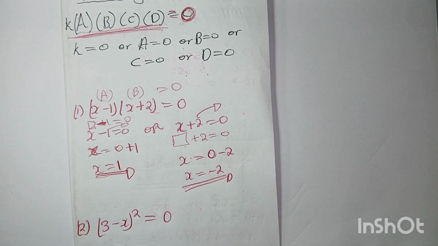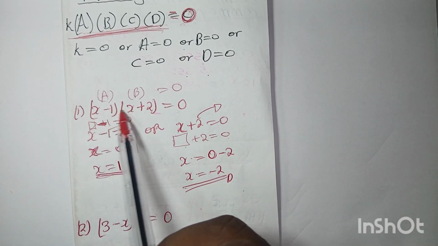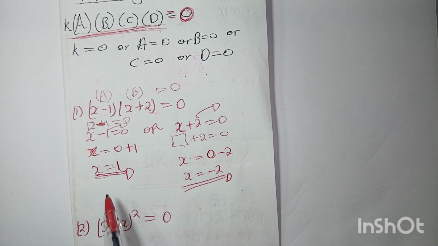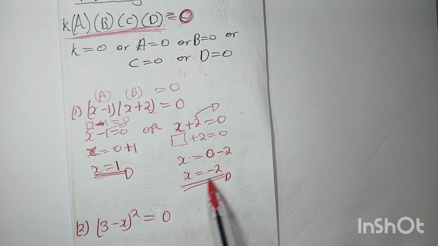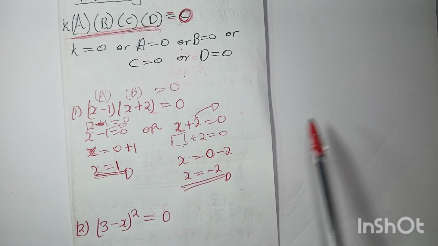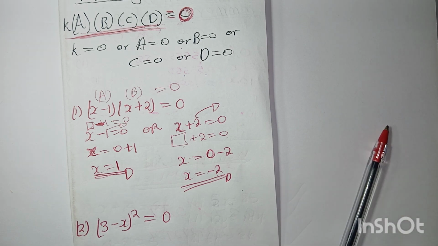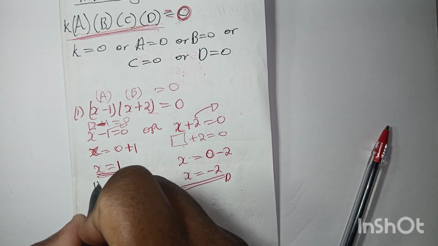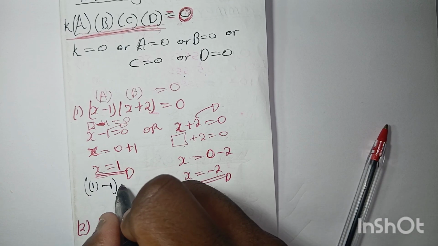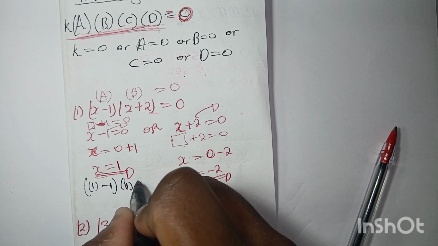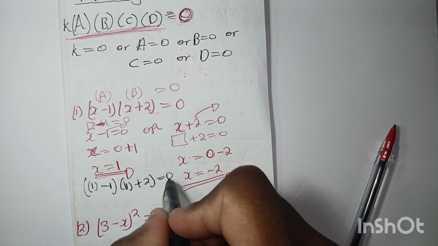So these answers are telling you the values of x: the first answer is 1 or it's negative 2. You can write it down like this: open bracket, 1 minus 1, and then open bracket, 1 plus 2. All these things, when you press it on the calculator, I'm sure it will give you 0.